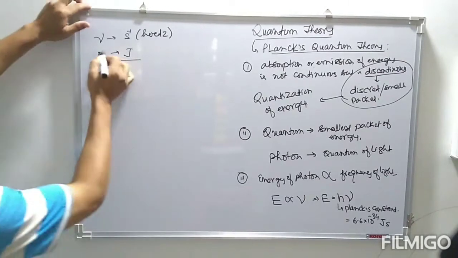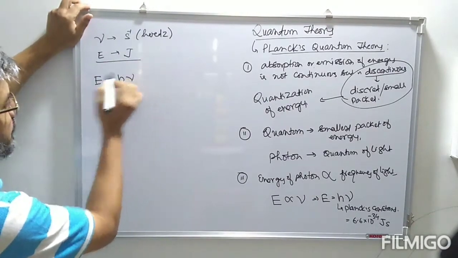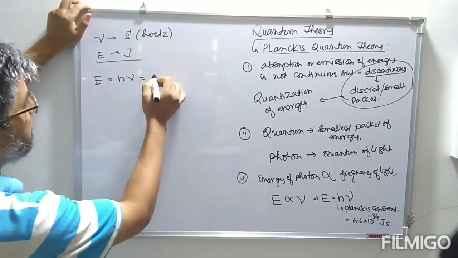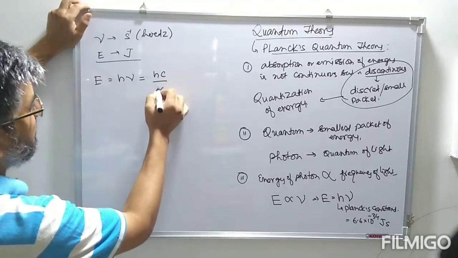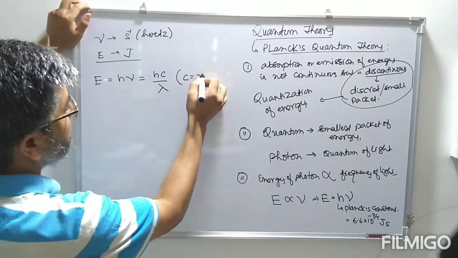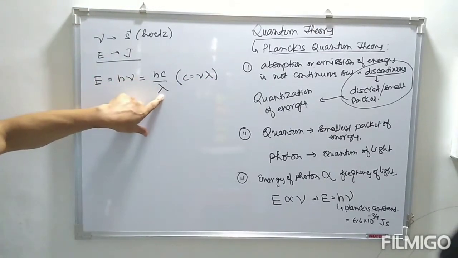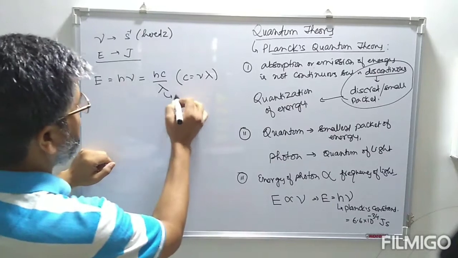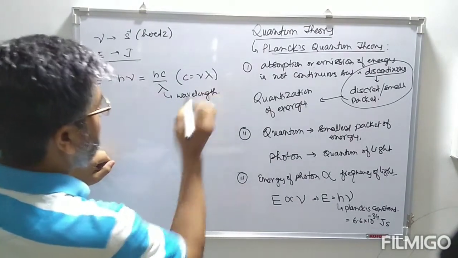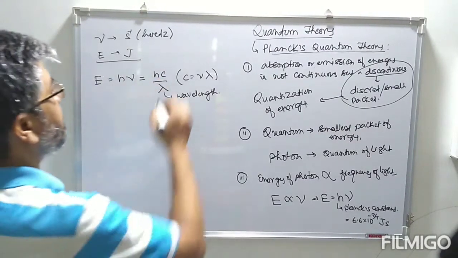Now we have to look at this. E is equal to h nu. So this can also be written in terms of wavelength, so h c by lambda. So we have c is equal to frequency into lambda. This is wavelength. This is speed of light.